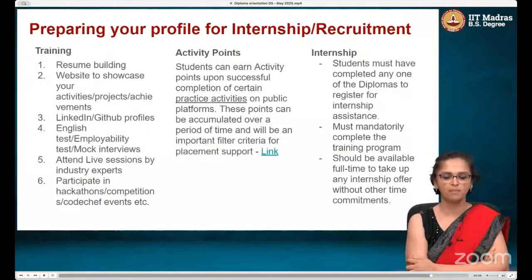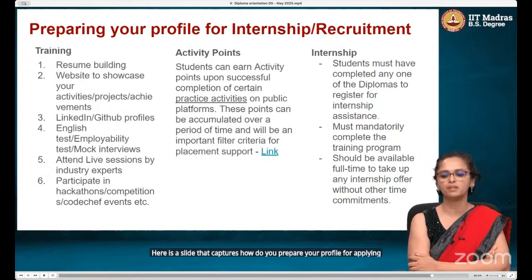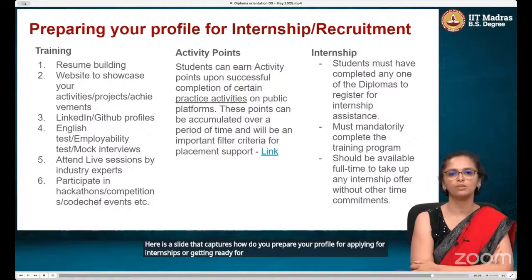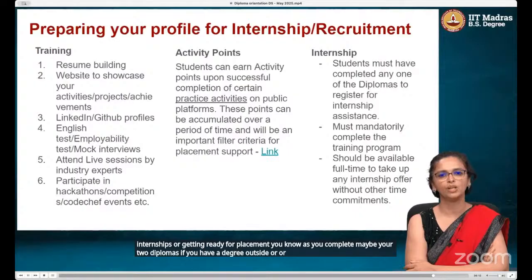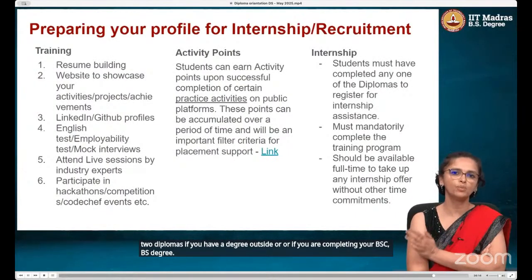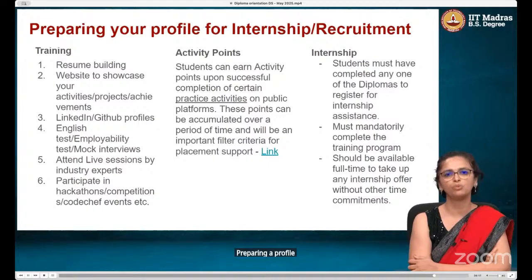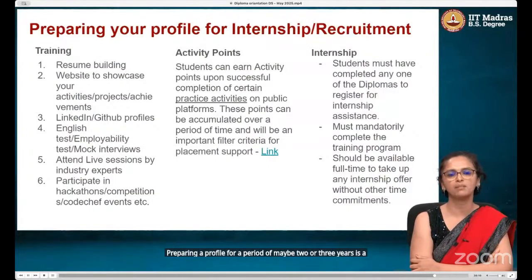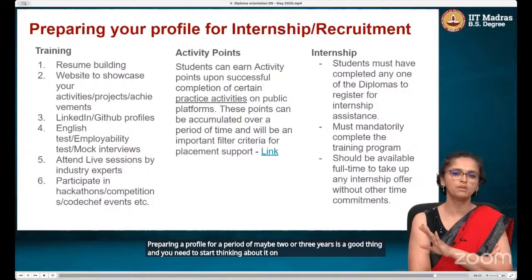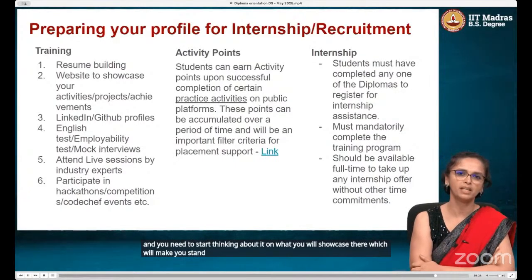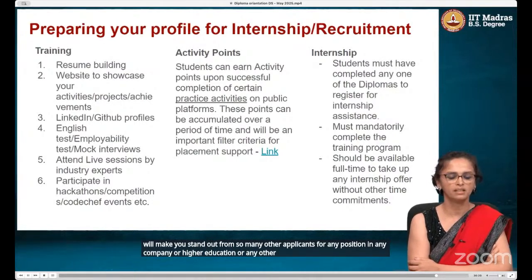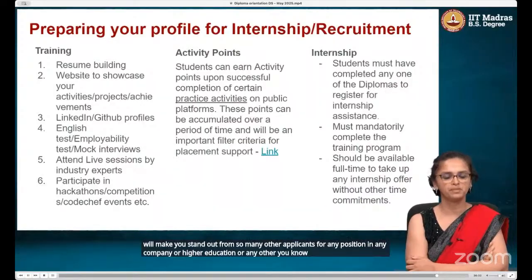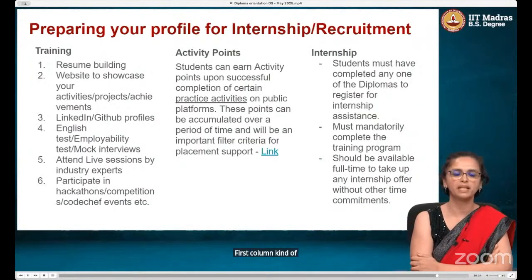Here is a slide that captures how you prepare your profile for applying for internships or getting ready for placement, as you complete maybe your 2 diplomas if you have a degree outside, or if you are completing your BSc, BS degree. Preparing a profile for a period of maybe 2 or 3 years is a good thing, and you need to start thinking about what you will showcase, which will make you stand out from so many other applicants for any position in any company, or higher education, or any other possibility.